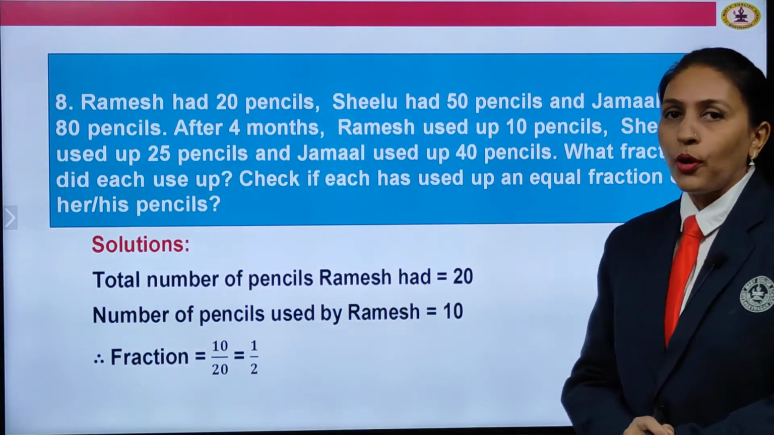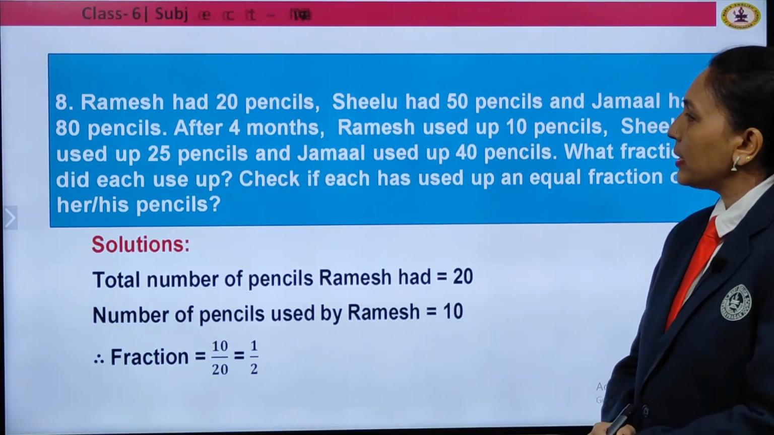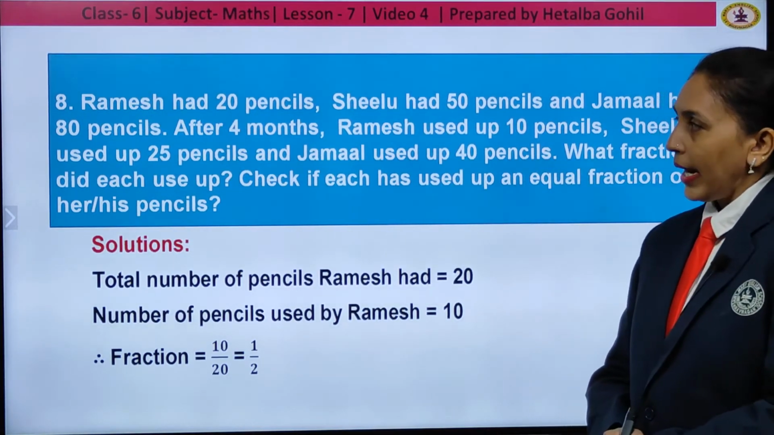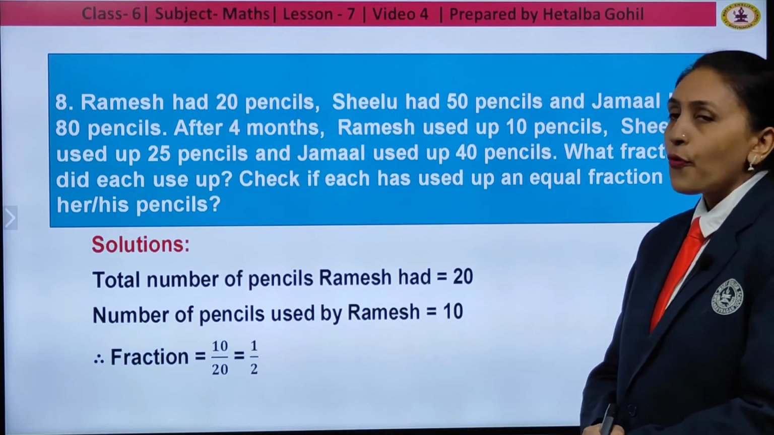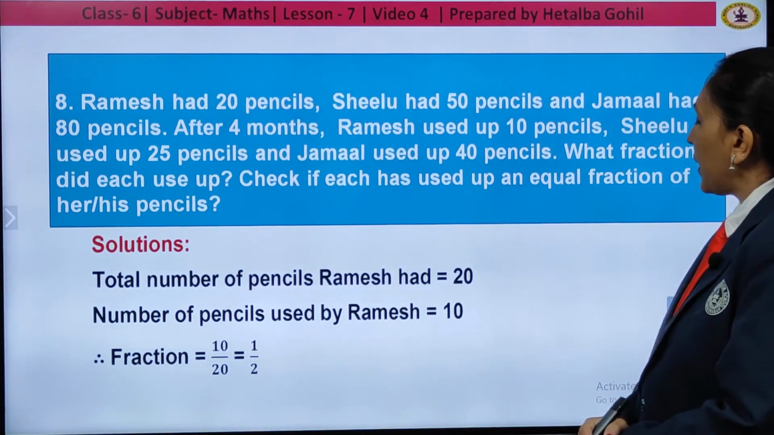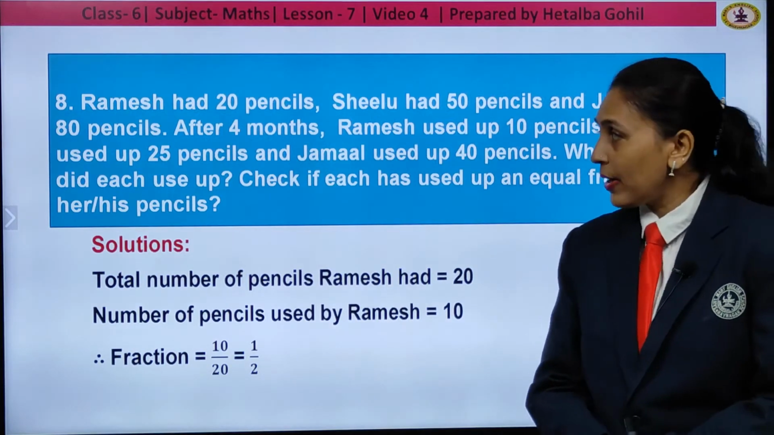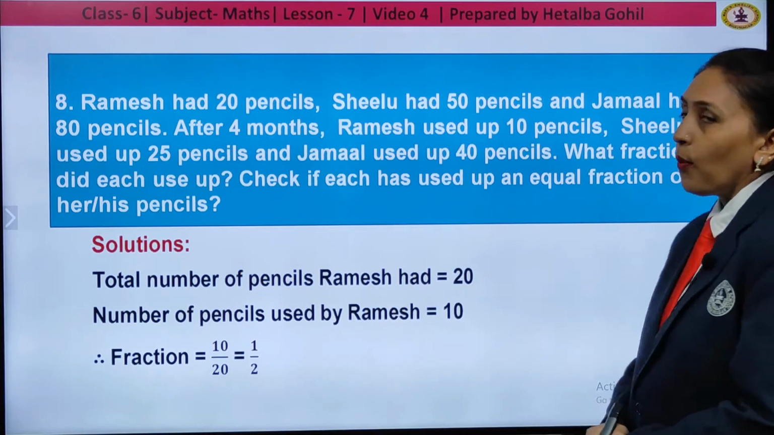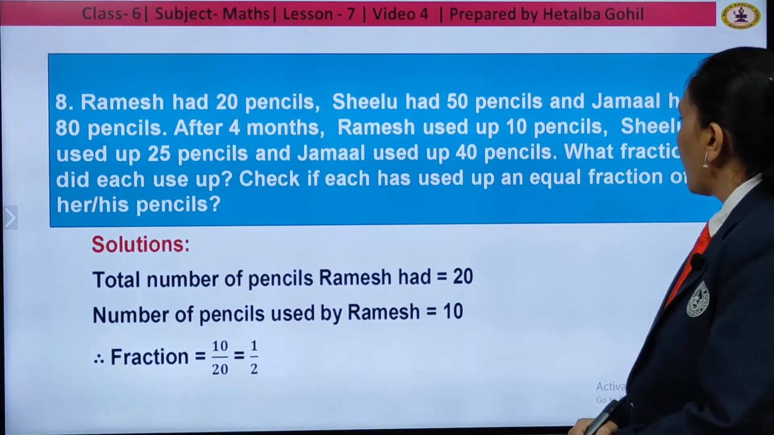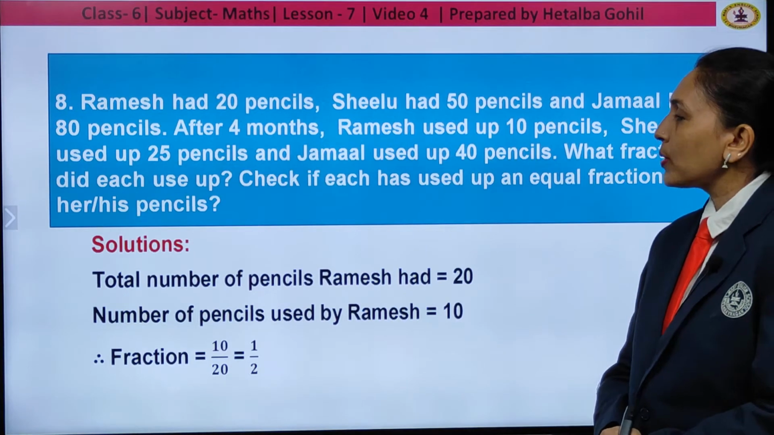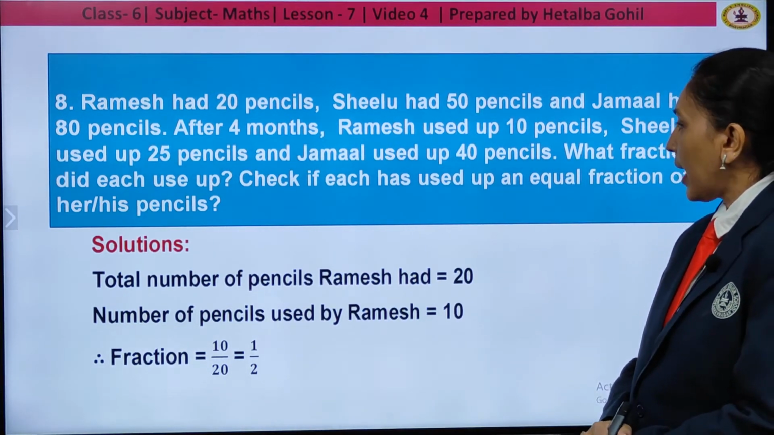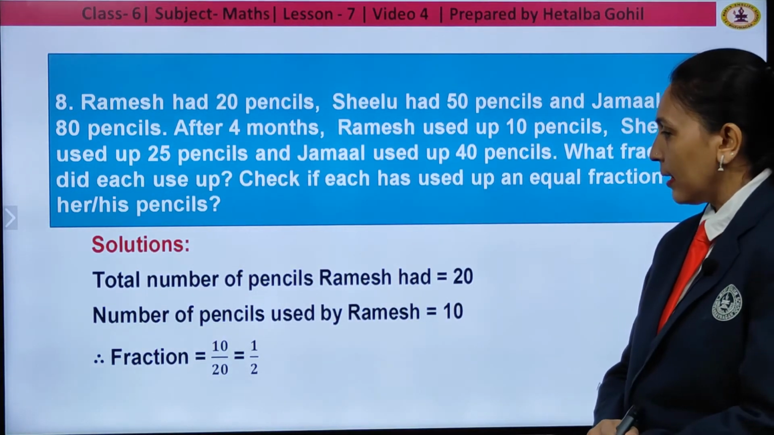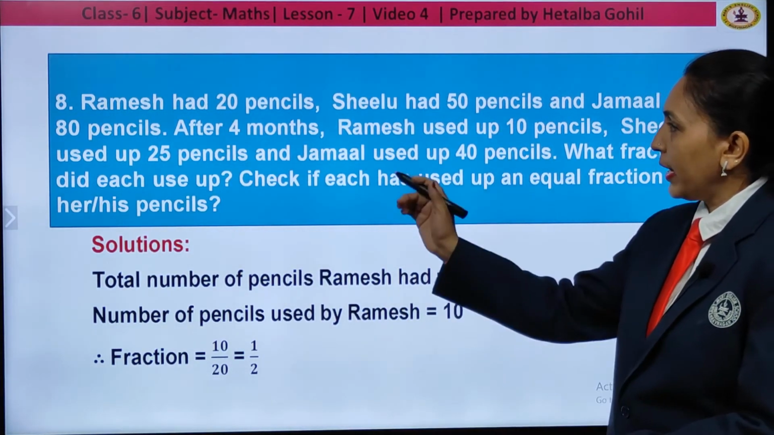Now a word problem for us. Ramesh had 20 pencils, Sheelu had 50 pencils and Jamal had 80 pencils. After 4 months, Ramesh used up 10 pencils, Sheelu used up 25 pencils and Jamal used up 40 pencils. Now what is the question asked to us? What fraction did each use up? Check if each has used up an equal fraction of his or her pencils. So let us find turn by turn for each one.